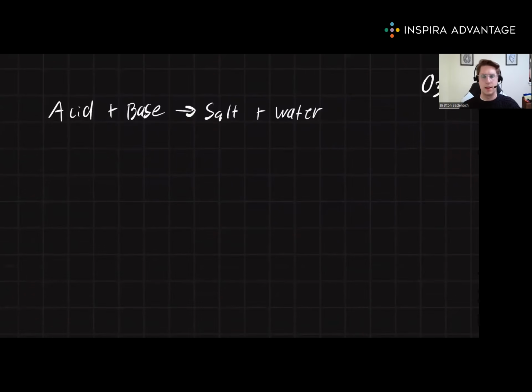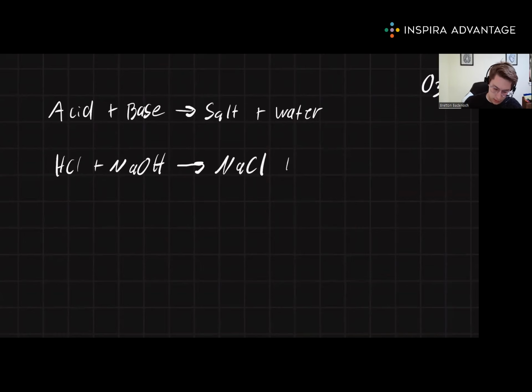A specific example of this would be reacting hydrochloric acid with sodium hydroxide, both a strong acid and a strong base respectively. So when we react these 2 guys, we're going to get a salt, sodium chloride, and water. This can be a tricky one to predict on the MCAT.